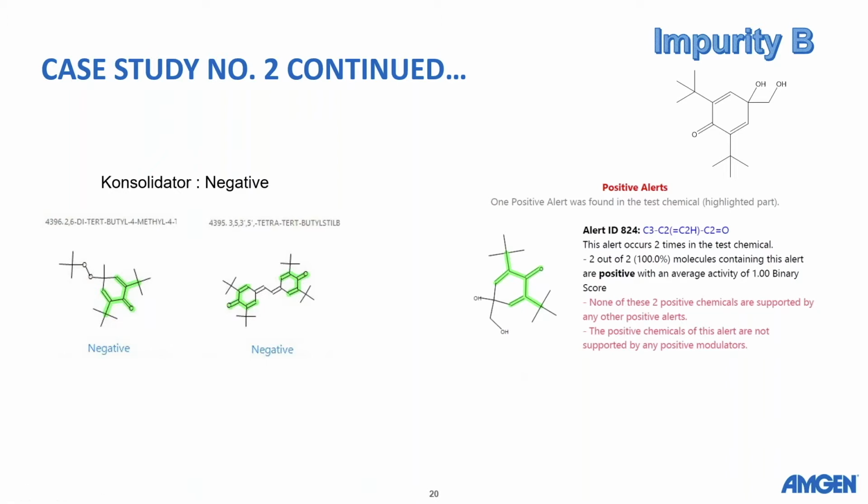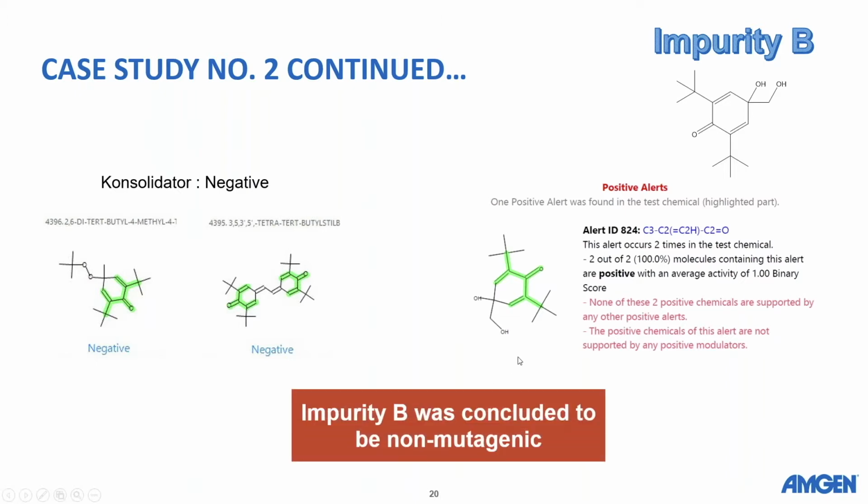So here compound 4396 and 4395 had the same alerts in the same position and also had the same outlying structures. And therefore, we were able to comfortably say that impurity B was concluded to be negative or non-mutagenic based on the Consolidator data and the structurally similar analogs.